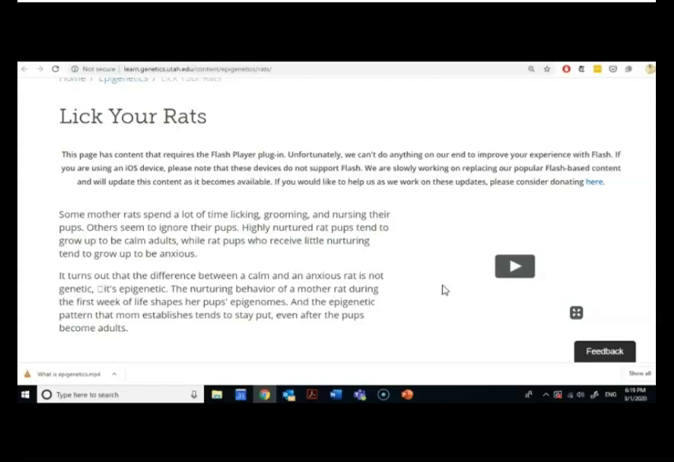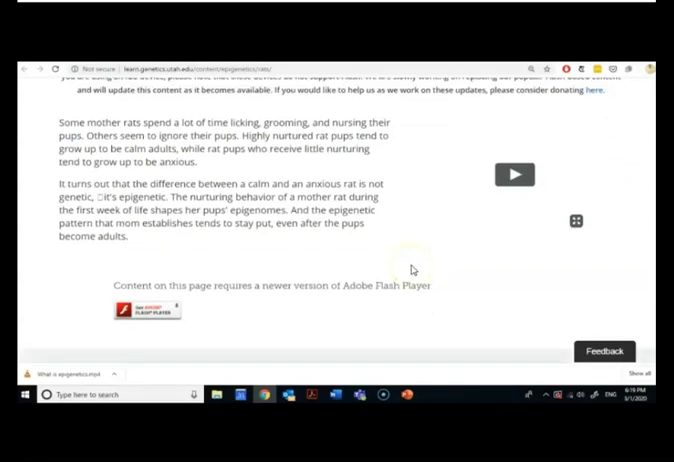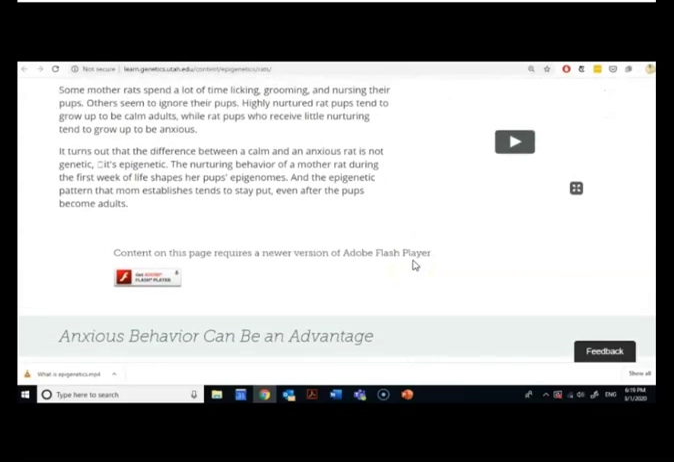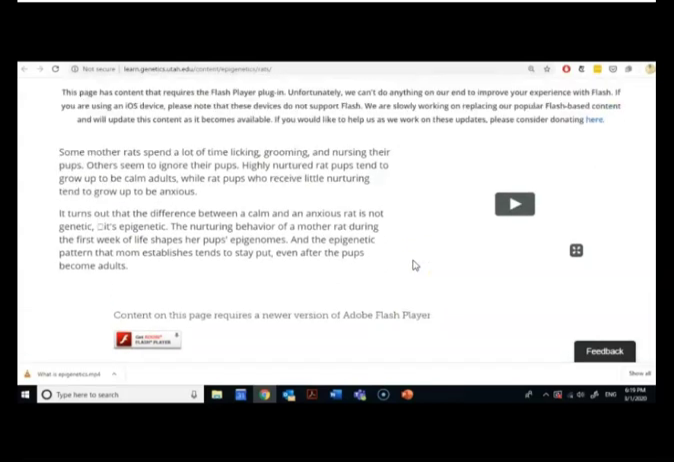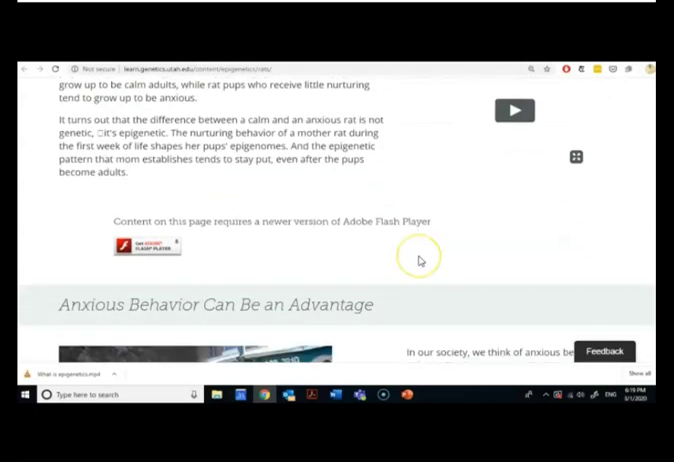Okay, did you do it? So, I'm not going to read everything here. The experiment is that there are some types of rats that lick their pups, and some of them don't. And apparently, those rats that lick their pups get some epigenetic inheritance from the behavior of their mother, and that's so interesting and very lovely.